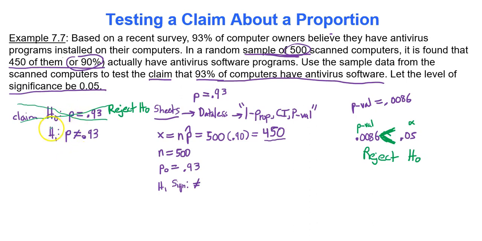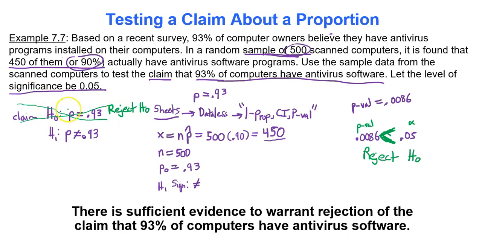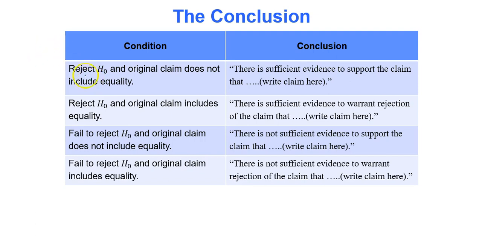Remember, our conclusion has to be written in terms of the claim. Our claim is the null hypothesis, so our claim contains equality, and we rejected it. So there is evidence to warrant rejection of our claim. We say there is sufficient evidence to warrant rejection of the claim that 93% of computers have antivirus software. That is your correct conclusion statement. Remember the table you can use: we rejected the null hypothesis, so we're in row 1 or row 2, and the claim includes equality. The claim is the null hypothesis, so we say there's sufficient evidence to warrant rejection of the claim.